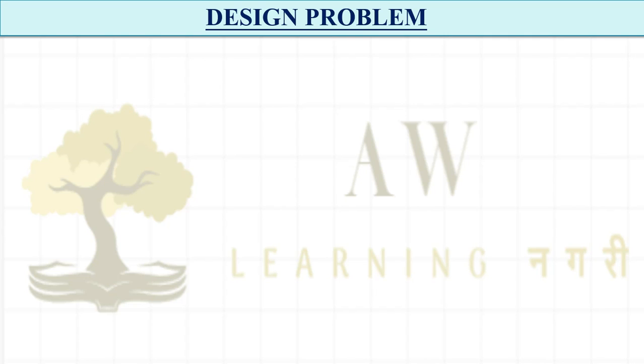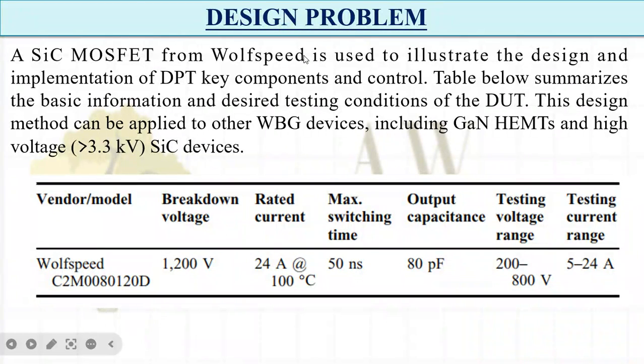So how can you design? This is the data we have available. The silicon carbide MOSFET from Wolfspeed is used to illustrate the design and implementation of the double pulse test, key component and control. The table below summarizes the basic information and desired testing conditions for the device under test. This design method can also be applied to other wide bandgap devices, including GaN HEMTs and high voltage greater than 3.3 kV silicon devices.